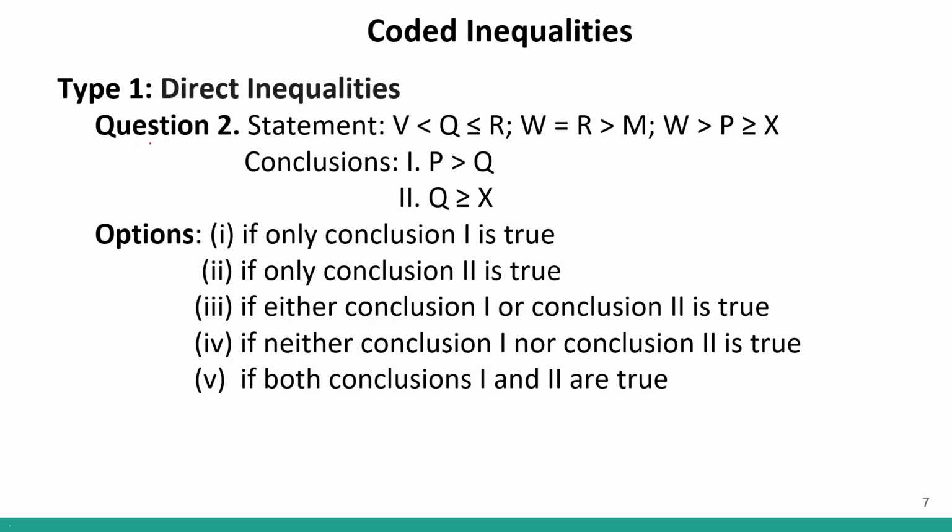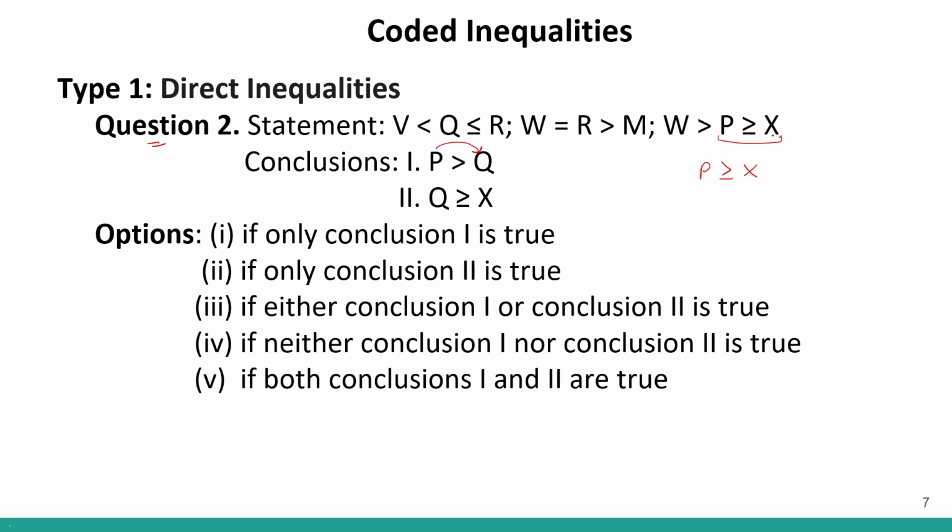Now let us look at question number 2. Again a statement is given to us which shows the relationship between V, Q, R, W, and so on. Two conclusions are given to us, and we have to tell which conclusion is true, correct? Now, the first is P is greater than Q. So we will move from the bigger to the smaller, that means from P to Q. P is over here. If I see the bigger side, P is greater than or equal to X.